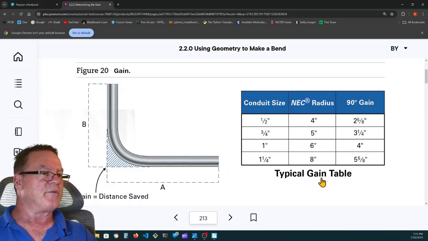So if you knew what the radius of the bend was, you could multiply by 0.43 and find out what the gain is. But they're saying for half-inch conduit, it's a 4-inch radius and 2 5/8 inches of gain. 3/4-inch conduit has a 5-inch radius and 3 1/4 inches of gain. 1 inch has a 6-inch radius and 4 inches of gain. 1.25 inch has 8 inches and 5 5/8 inches of gain.